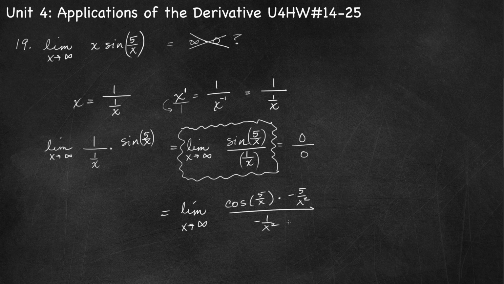If you're not sure how I got that, instead of dividing by negative 1 over x squared, you can also flip and multiply. So multiply by negative x squared. That's going to give us the limit as x approaches infinity of cosine of 5 over x times 5, and we move the 5 to the front. Now substituting in an infinitely large value for x, 5 over an infinitely large value is approaching 0. The cosine of 0 is 1. 1 times 5 is 5. So my final answer, the limit, is 5.